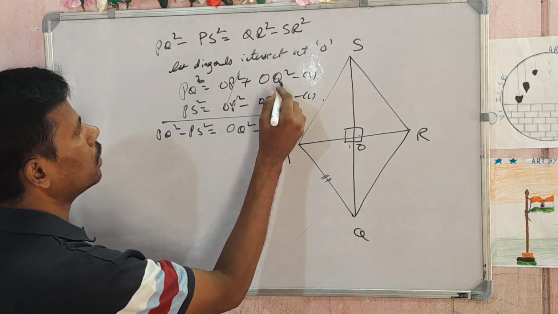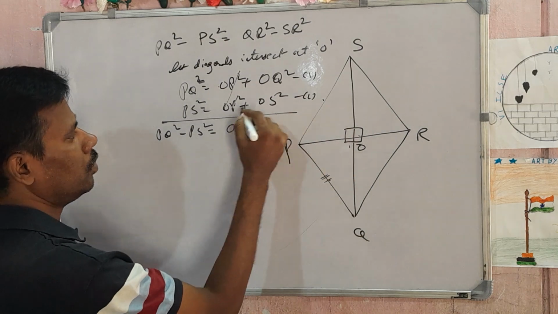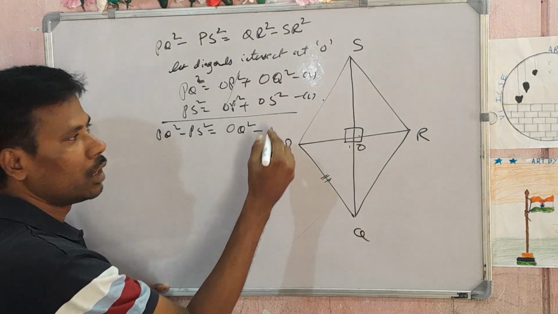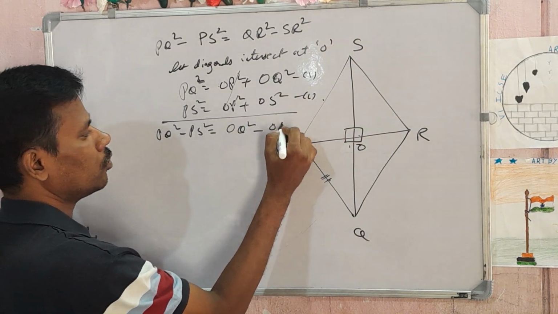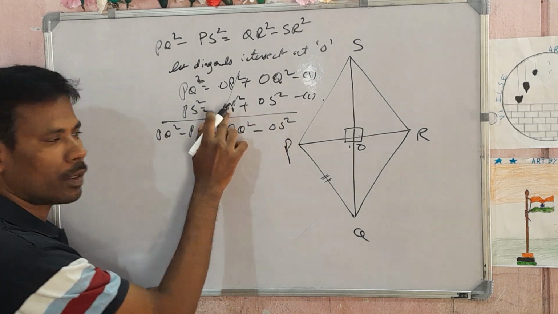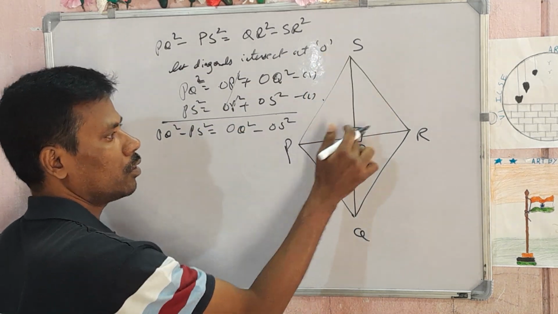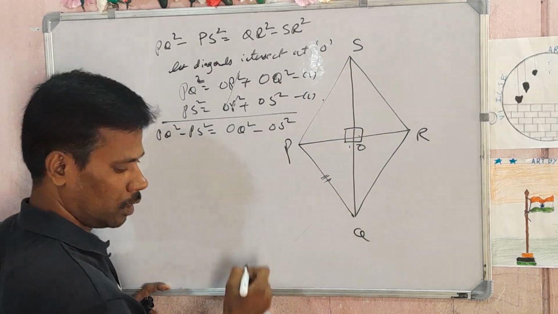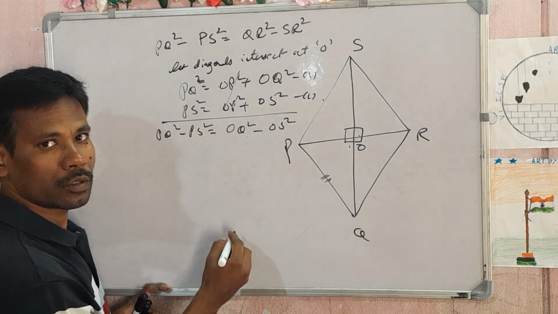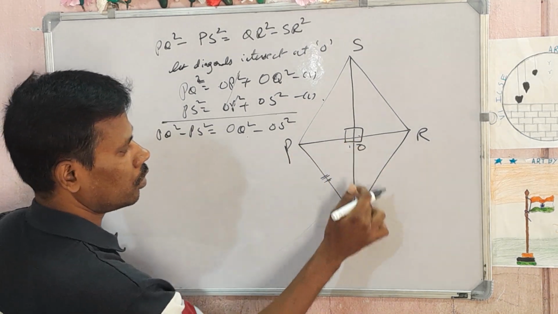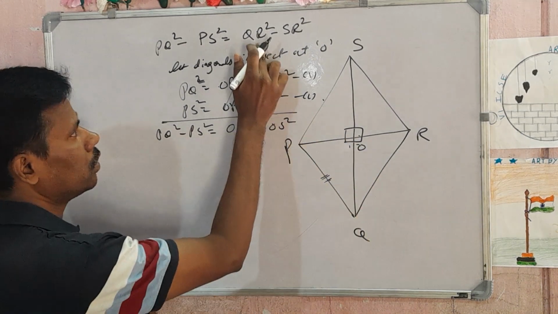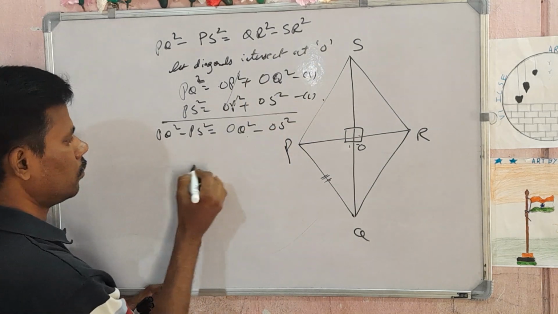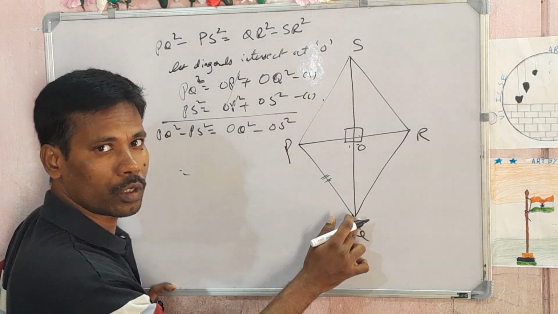OQ square minus, sorry, it is plus, OP square plus OS square. So OQ square minus OS square. Please pardon me, this is square on the hypotenuse is equal to sum of squares on the other two sides. Next, OQ square minus OS square. OQ, where is OQ? See what you have to prove? OQ square. This OQ square, how will you get?